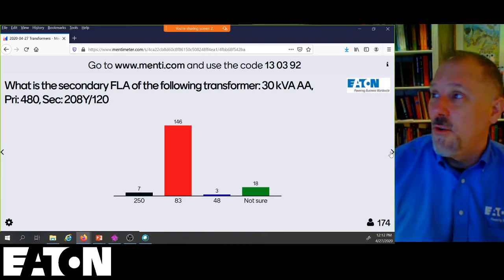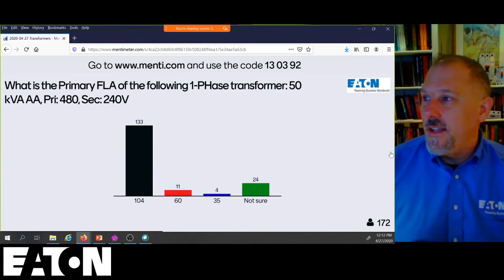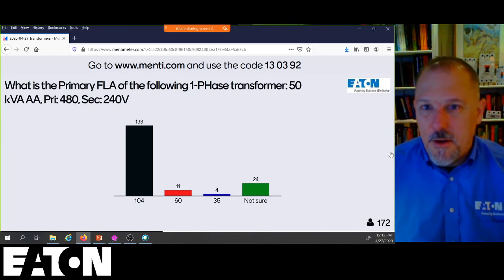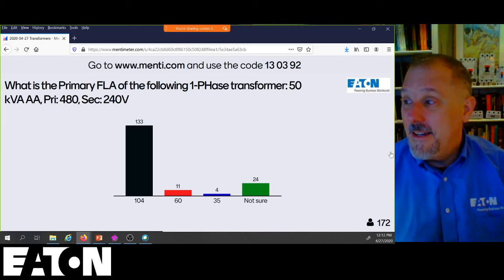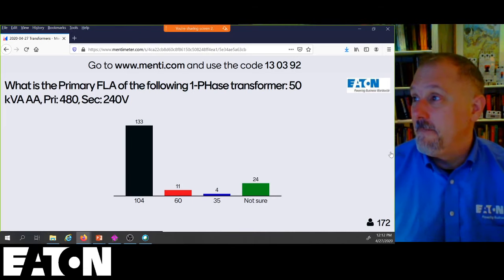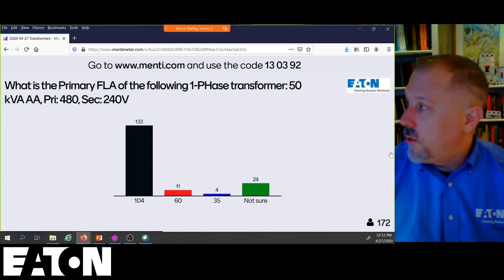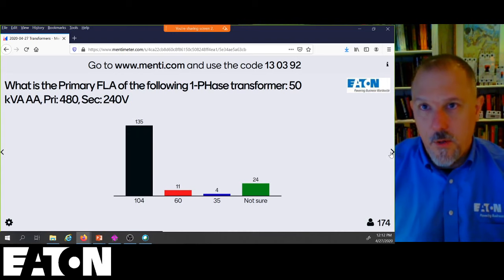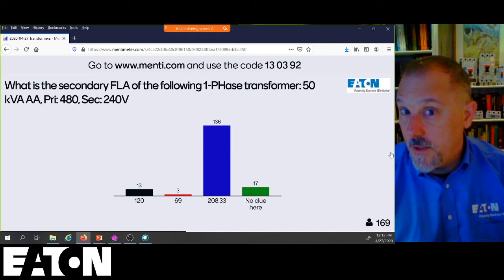And then I threw in a single phase transformer in here as well. So this was a single phase, and I threw some answers in there that are three phase. So if you grabbed that square root of 3, you 11 that grabbed the square root of 3, you probably shouldn't have done that. But this is a single phase, and a majority of you got that right. We're going to walk through the answers on this one when I do the class.